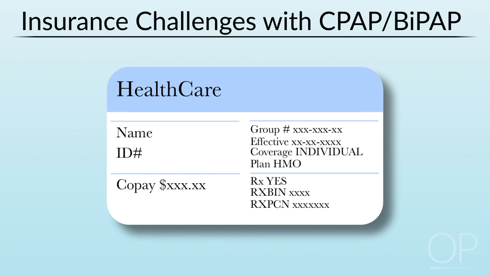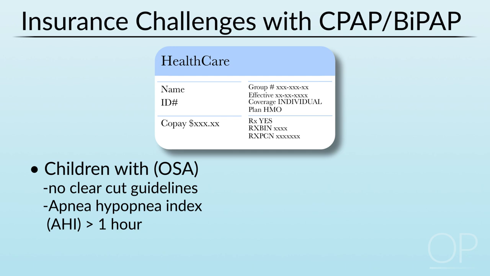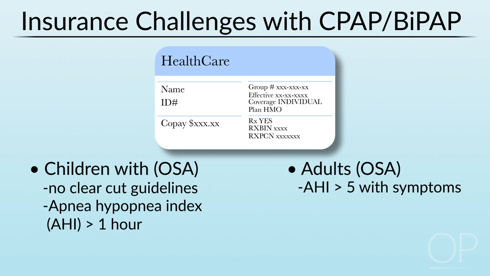In children, for OSA, although there are no clear-cut guidelines, an AHI of 1 to 1.5, which is considered abnormal, may be an indication to cover the CPAP from an insurance perspective, compared to adults. Adults need to have an AHI of at least 5 with symptoms or 15 per hour without symptoms for an insurance company to cover the CPAP.